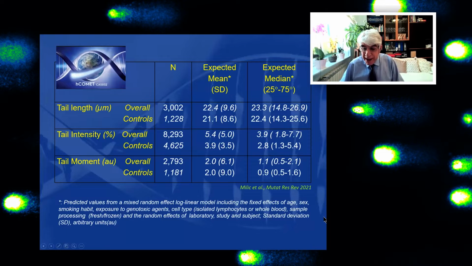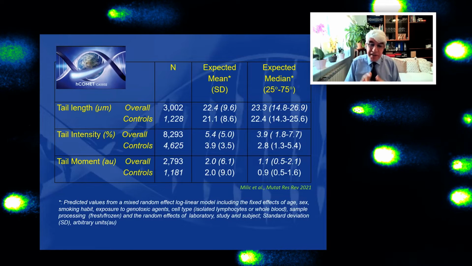So we try to provide an interval of results that are expected to be reasonable when you perform a COMET assay. For instance, if you measure tail intensity with a regular COMET assay, you can expect to see values of tail intensity in between, I don't know, 3 more or less if you have an exposed population, and you can expect maybe from 1 to 6. A more precise definition is 1.3 to 5.4 for the median.